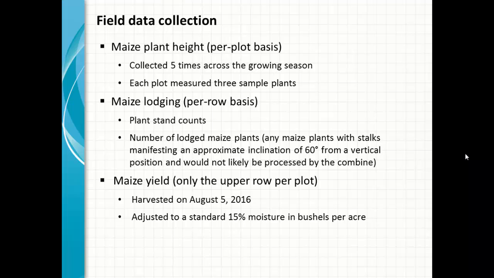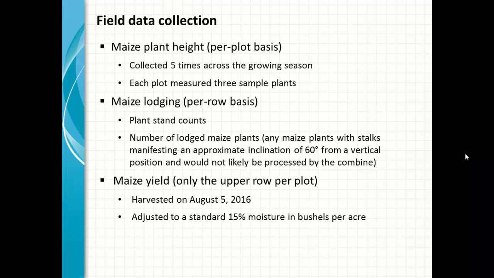And we have the field data collection. We actually have three kinds of data collection on the field. One is the plant height. We have plant height over 5 different dates, from late April to late June. This is on a per plot basis, and each plot measured 3 sample plants. We take an average value as the plant height for that plot.